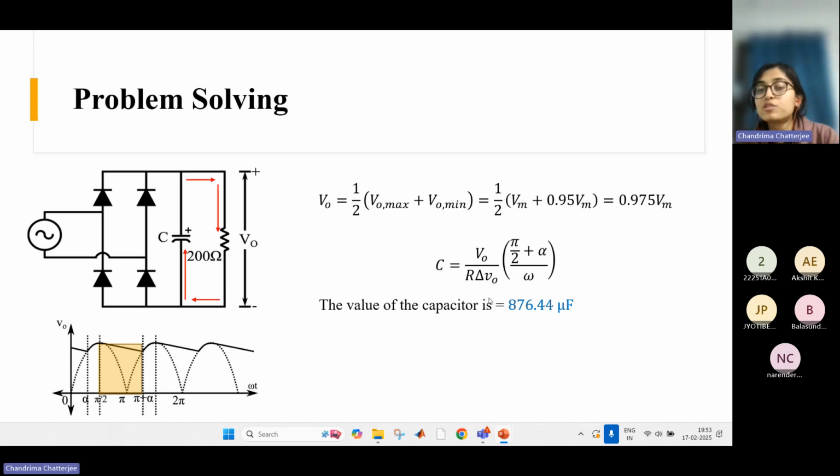And if you put all these values, then in the denominator we have 0.05 Vm, in the numerator we have 0.975 Vm. So we don't need Vm at all. Vm cancels out, and we know R is given already, 200 ohm. We know what is alpha, that we calculated in the previous problem. So we have C, right? We can calculate C.